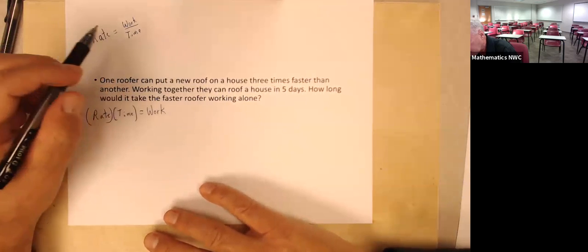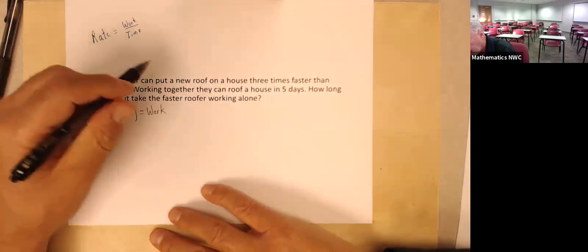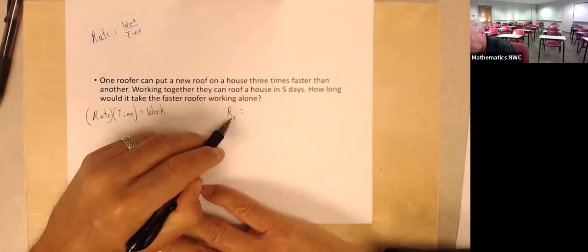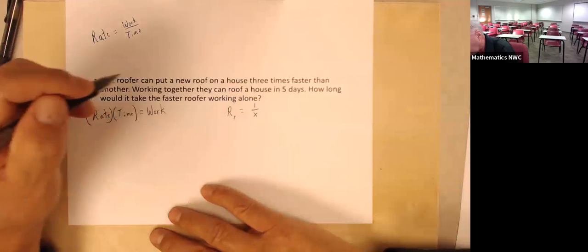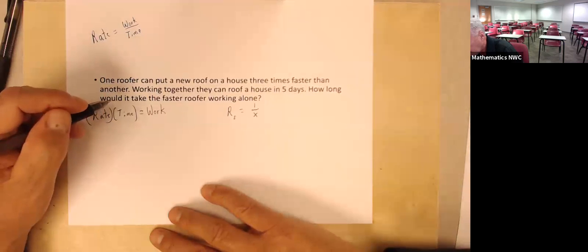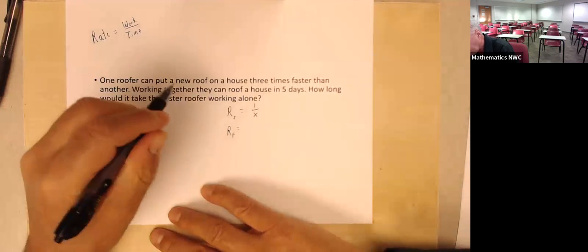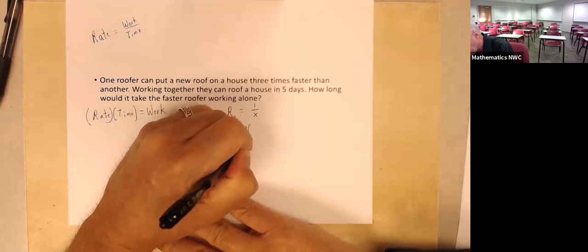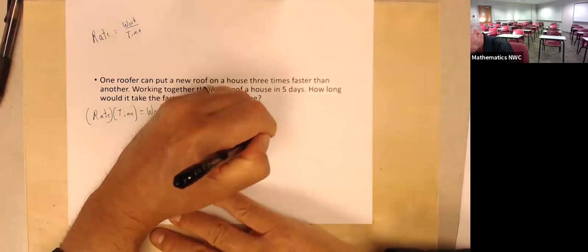Well, I don't have each individual one. So I've got the slower worker and I've got one that's faster. So my rate of the slower, I'm going to call R sub S for slower. I don't know what that rate is, so I'm going to call it 1/x because it's looking at one roof. The rate of the faster, it says, is 3 times faster. So 3 times the slower rate gives me the faster rate, which is 3/x.